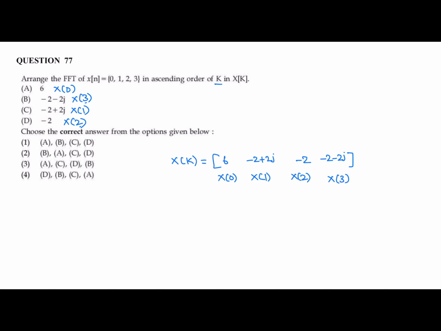In the question, ascending order of k, that is X of 0, X of 1, X of 2, X of 3. 6 is X of 0, that is A, and then X of 1 is C, X of 2 is D, X of 3 is B. Ascending order of k.